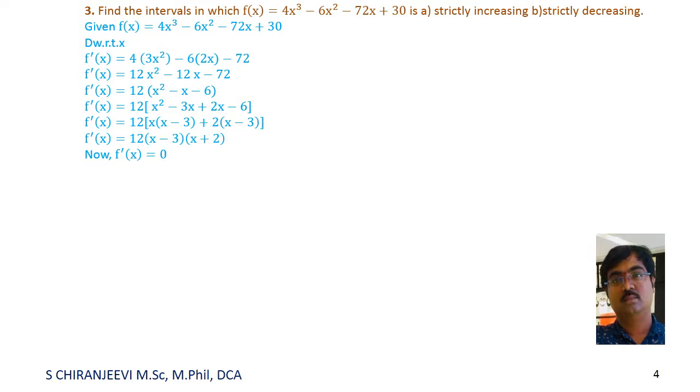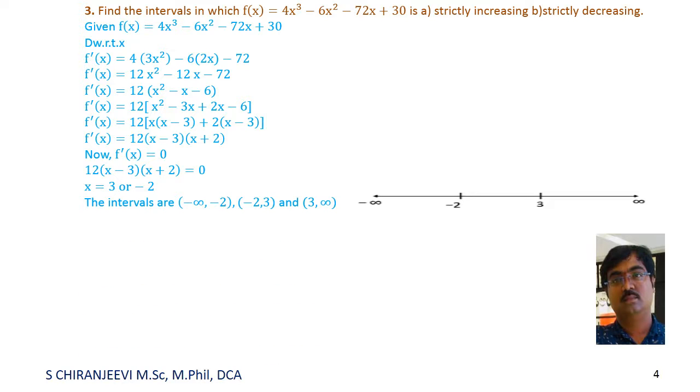Now equating f dash of x equal to 0. So if you equate, you will be getting 12 into x minus 3 into x plus 2 equal to 0. So the value of x equal to 3 or minus 2. So now we take a number line and we draw the points. Always the number line points will be minus infinity to plus infinity. In between we have the points minus 2 and 3. So the intervals are minus infinity comma minus 2, and minus 2 comma 3, and 3 comma infinity.